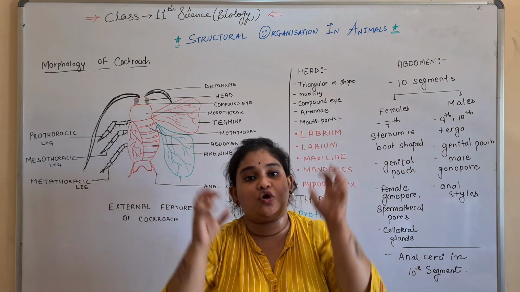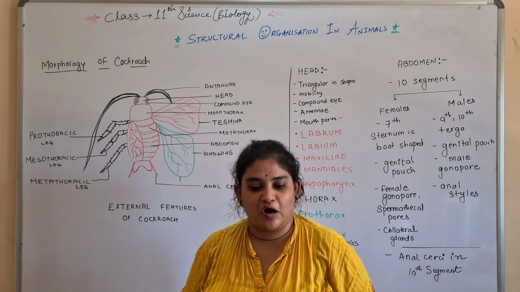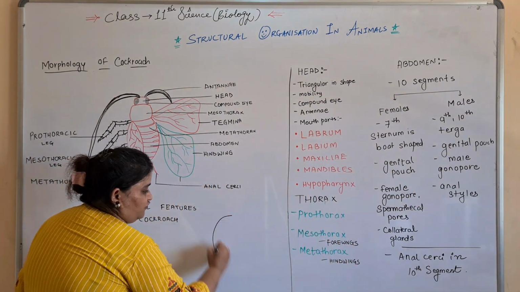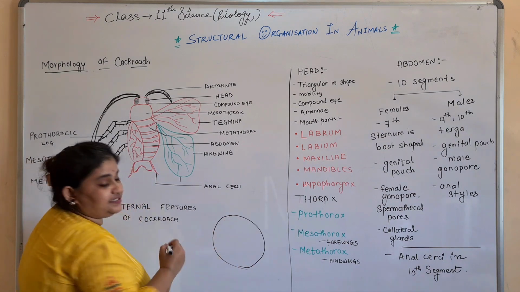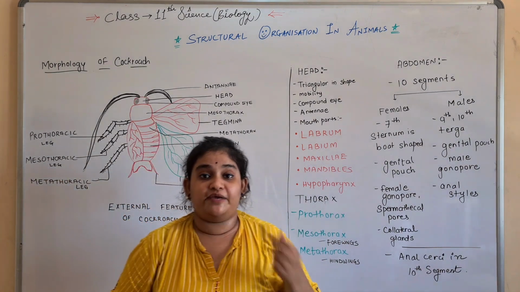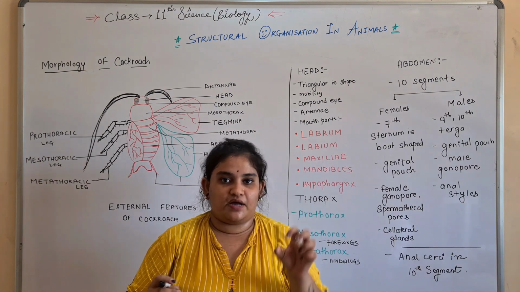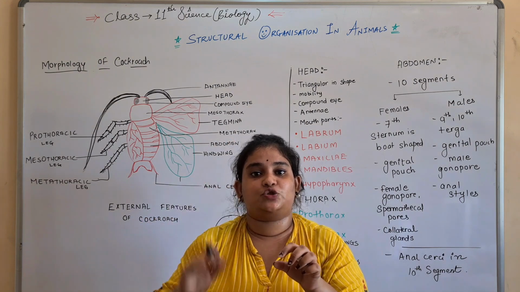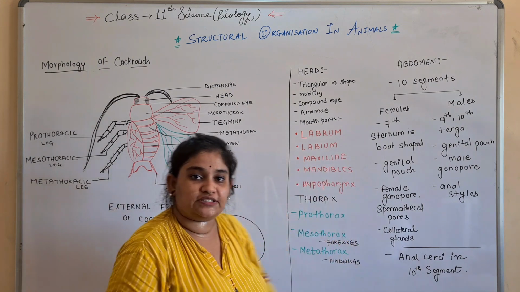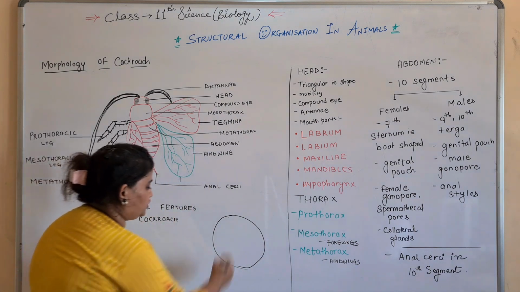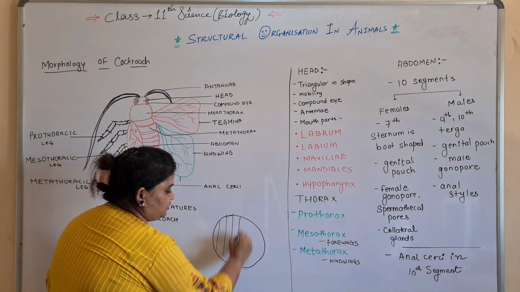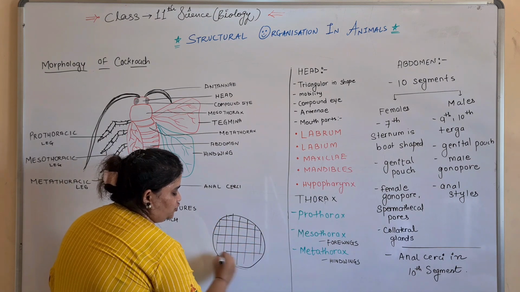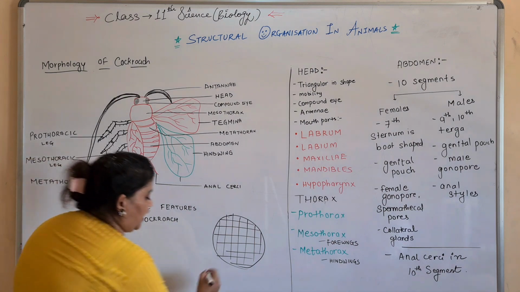Then it contains two compound eyes, right? Now what does compound eye mean? See, I will be drawing one structure of a compound eye like this. When we capture an image, the image comes in pixels, okay. Now what happens is that the image is divided into small squares and then you can see a whole image. So similarly in the compound eye of a cockroach there are different regions like this. It is divided into small squares, or you can also call them grids. Okay, they are known as grids.